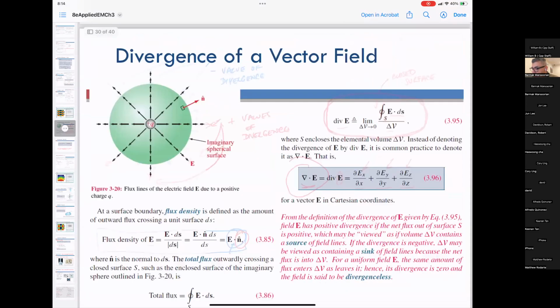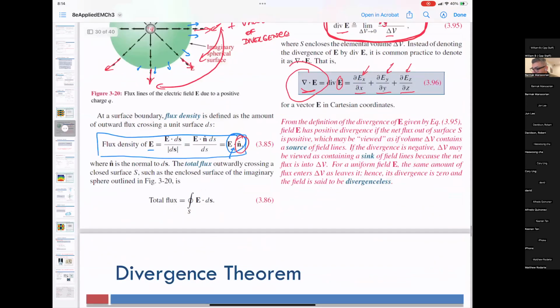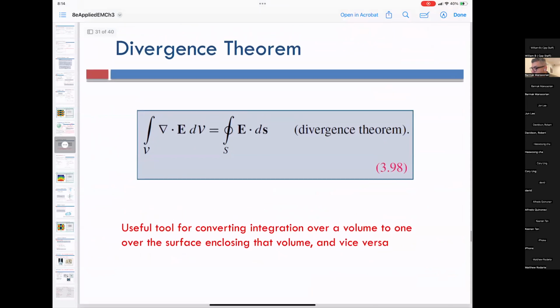Okay. So that was divergence. And there's this useful theorem, which once we get into electrostatics, the next set of slides, you'll see the usefulness of immediately, which is this thing called the divergence theorem.